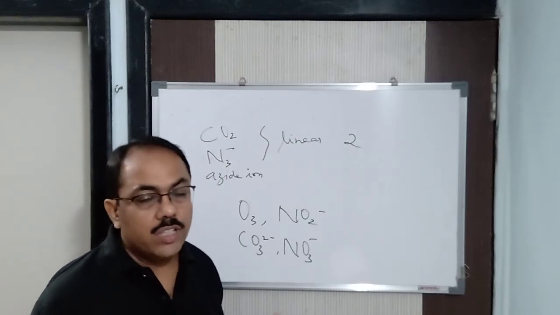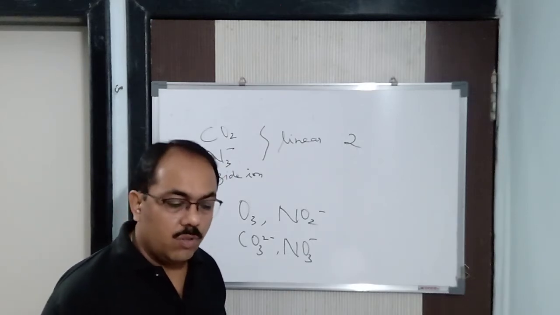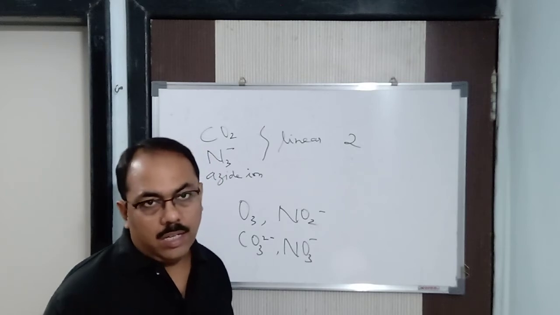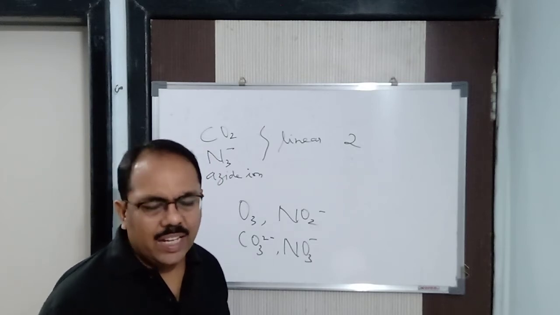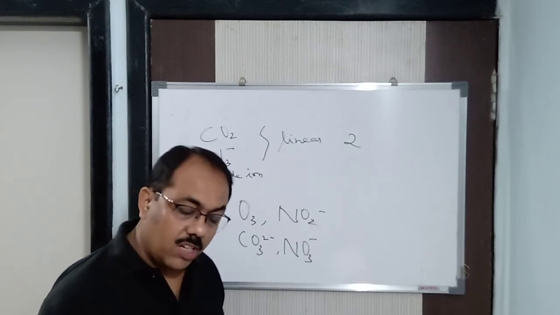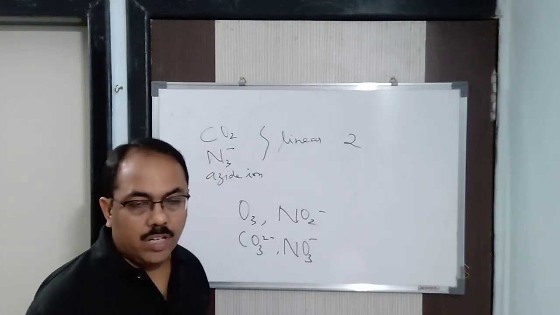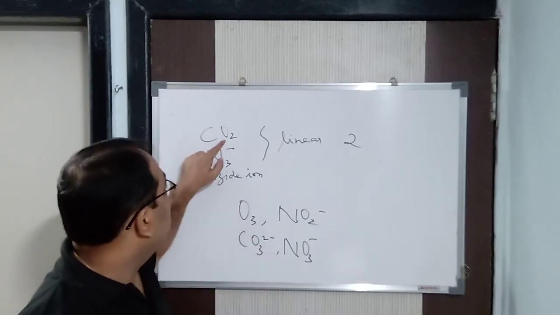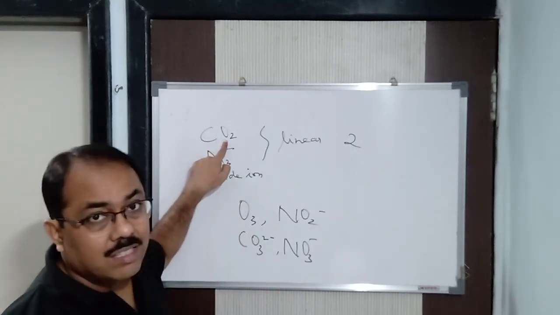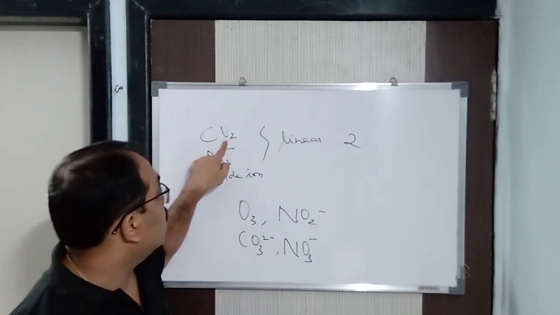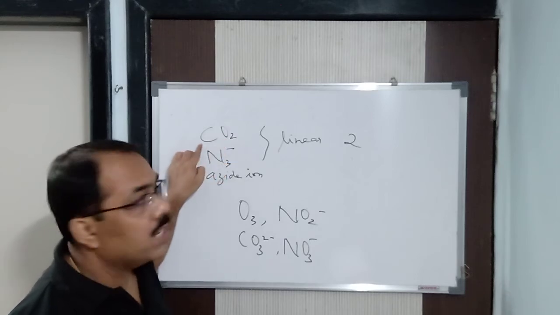So in this way, isoelectronic species not only have the same number of total electrons, we can calculate the outermost shell also, the same number of electrons. Got it? Like here, if you see the outermost shell, there are 6 electrons, so 6 times 2 is 12, plus 4 is 16.